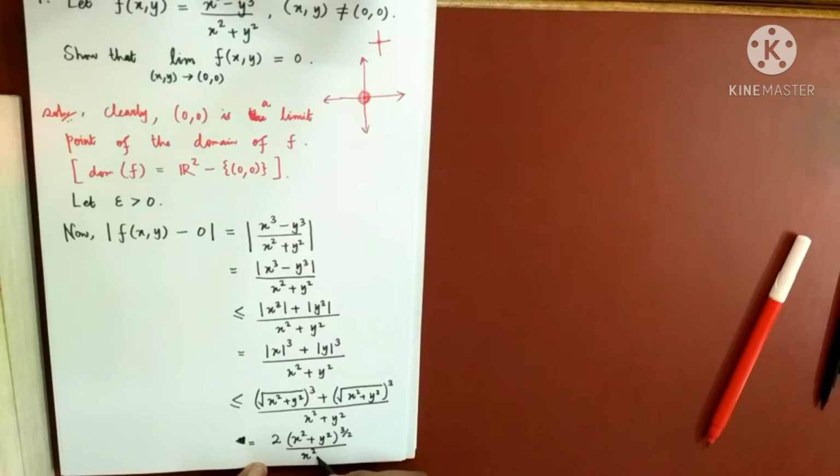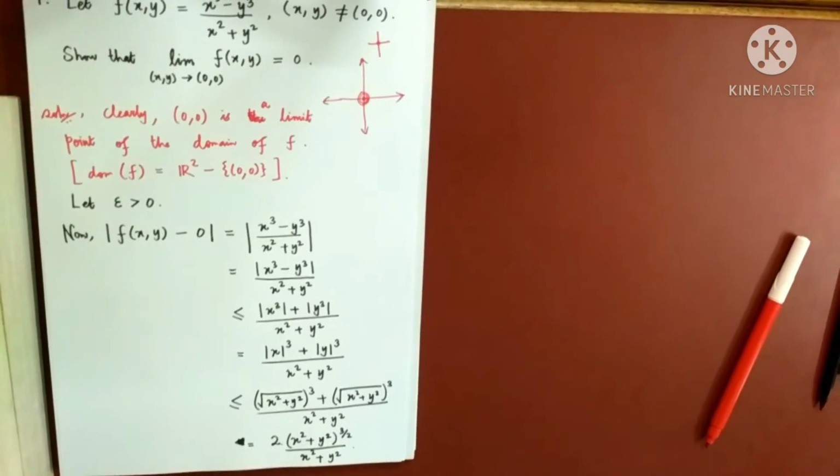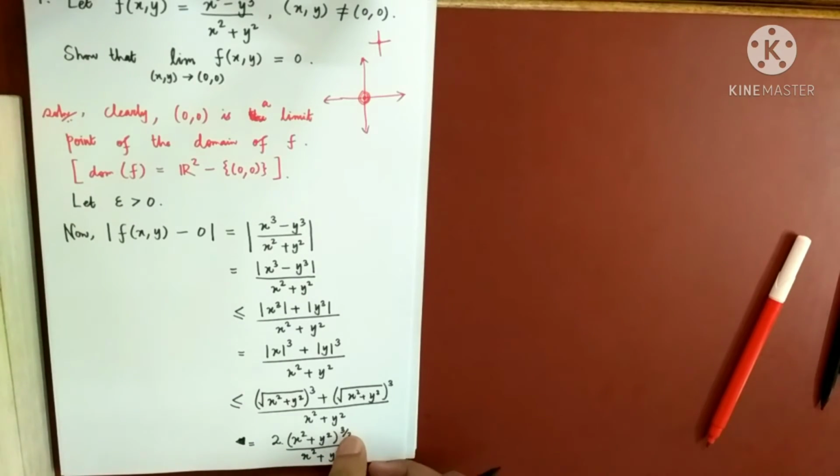I hope you can understand this. Why whole to the power 3 by 2? You know, root means power half. So this is x square plus y square whole to the power 3 by 2, and that is 2 times. So when I cancel this, I will remain with power 1 here, because there is no power half here. Because 3 by 2 divided by power 1, divided by x square plus y square whole to the power 1.